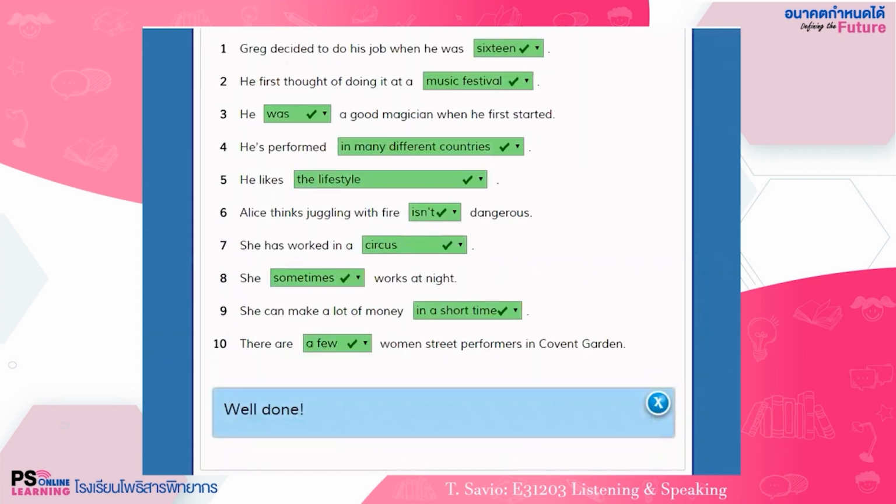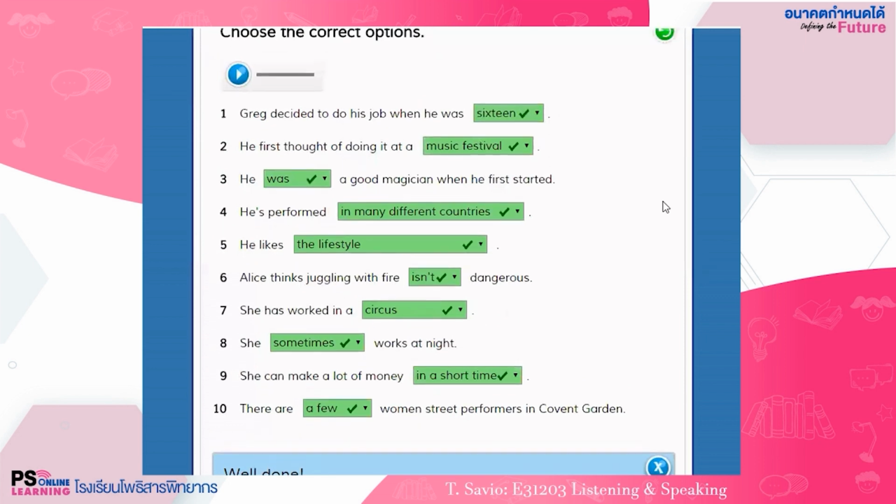Well done, all correct. Let's just read the sentences once through. Number 1. Greg decided to do his job when he was 16. Number 2. He first thought of doing it at a music festival. Number 3. He was a good magician when he first started. Number 4. He performed in many different countries. Number 5. He likes the lifestyle.